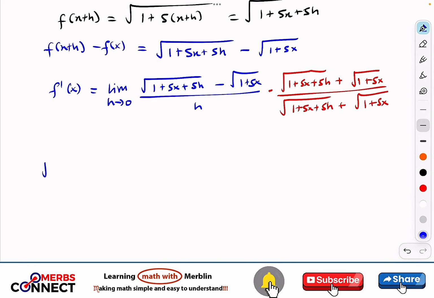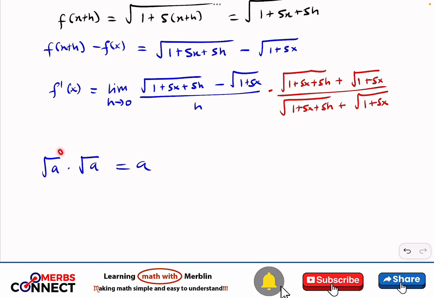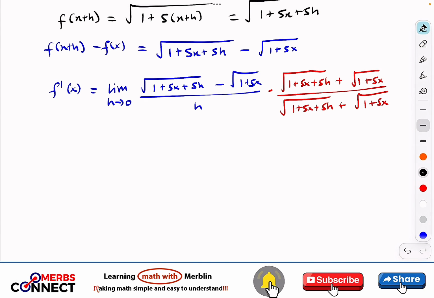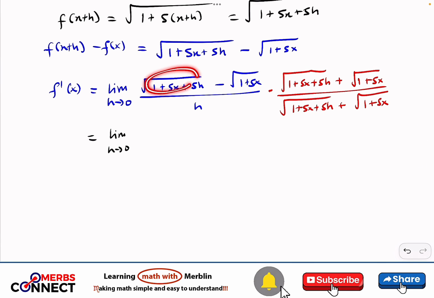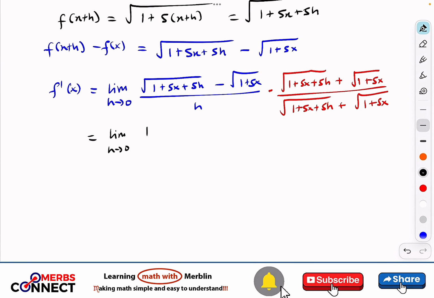Now, note that if I have a times a, this is equal to a, right? So square root of a times square root of a is a. So it means that if I see something that is the same and they have square roots, it's equal to one of them under the root, right? So this is the same as limit h is approaching 0. Now this times this is 1 plus 5x plus.